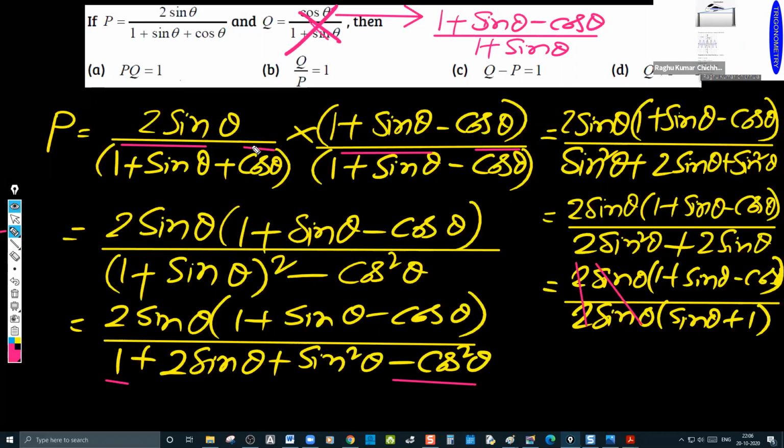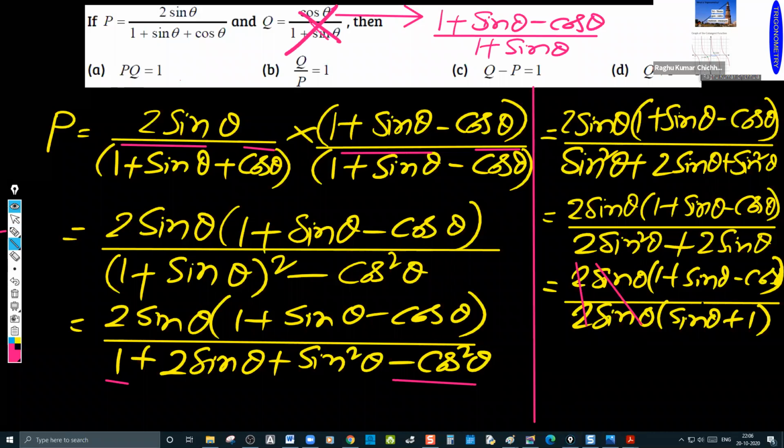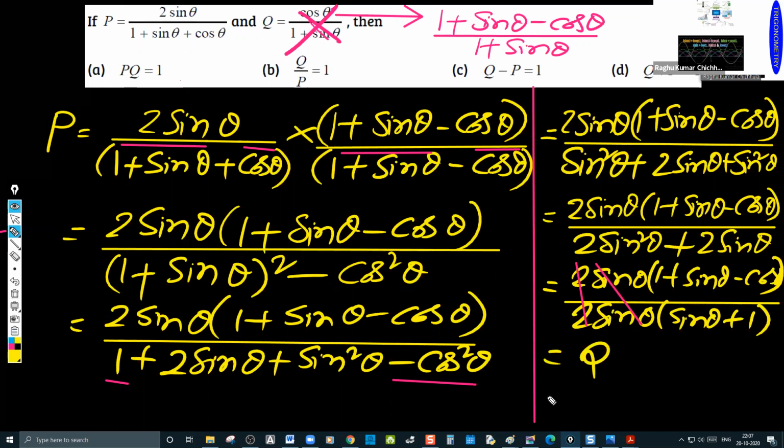We started with P, no? Are you there, both of you? Yes, sir. We started with P and ended at Q. Just see. So, what should be the conclusion now? Q by P equals Q now. This implies Q by P is equal to 1 or P by Q is equal to 1, whatever. Both are equal. So this should be option B. There is a correction in that one.